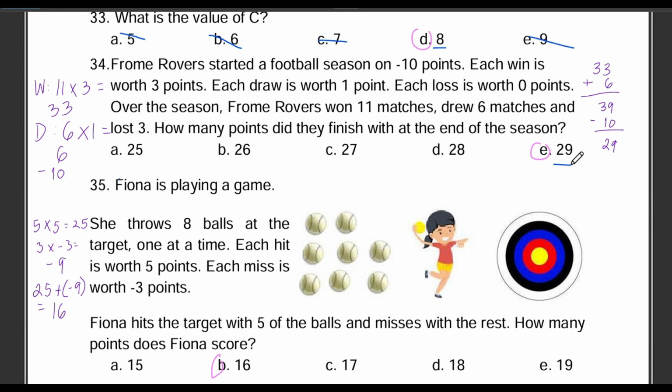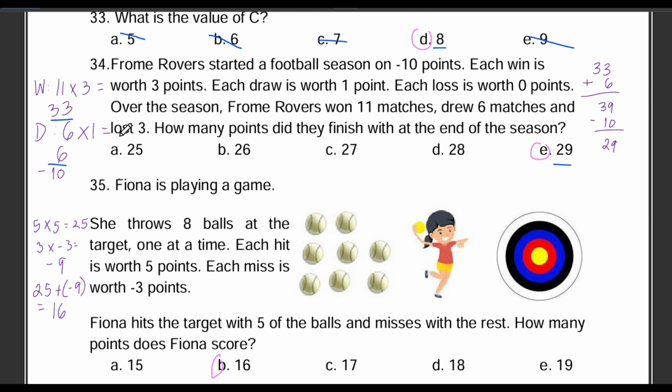Let's break it down using a formula. They start with minus 10 points. For wins, they have 11 wins times 3 points per win, which equals 33 points. For draws, they have 6 draws times 1 point per draw, which equals 6 points. They get 0 points for losses, so we don't need to calculate that. Now, add it all up. Minus 10 plus 33 plus 6 equals 29 total points.